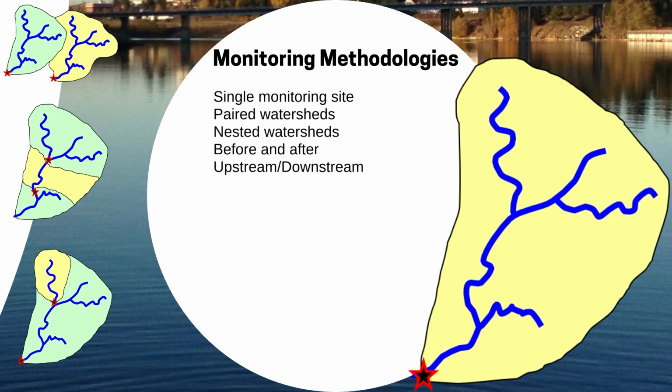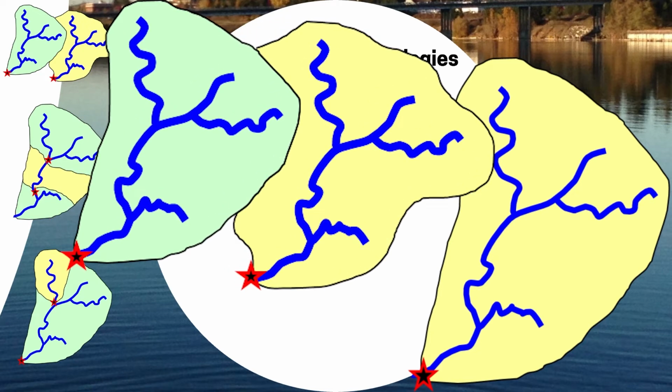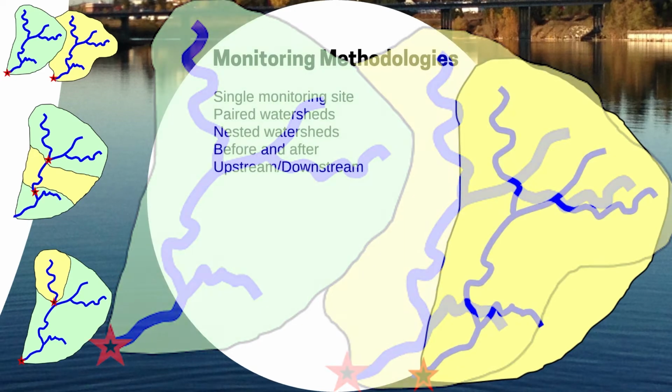There are other monitoring methodologies too, depending on your goals and interests. Some people want to compare two streams. By selecting a site immediately upstream from the confluence of two streams, you can actually compare them side by side. This is one example of a good reason for selecting two monitoring sites.